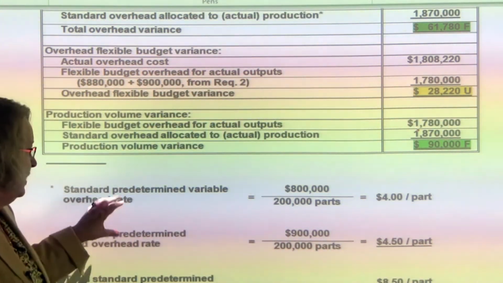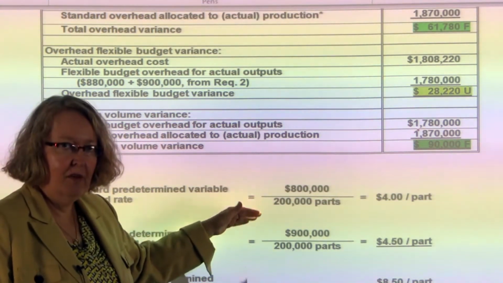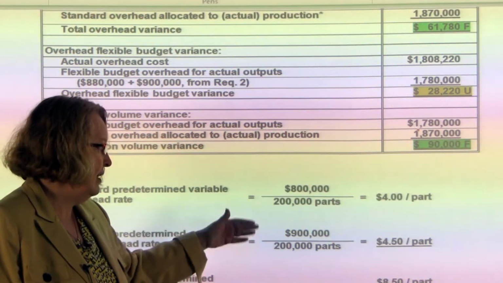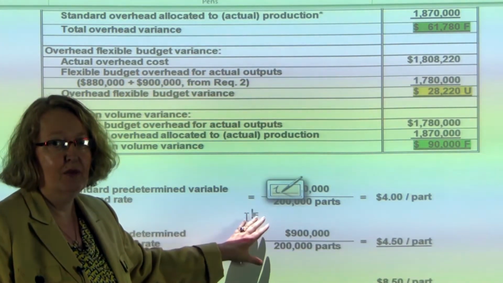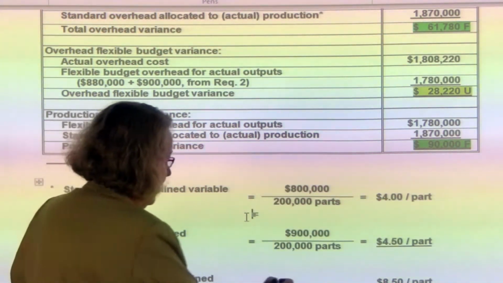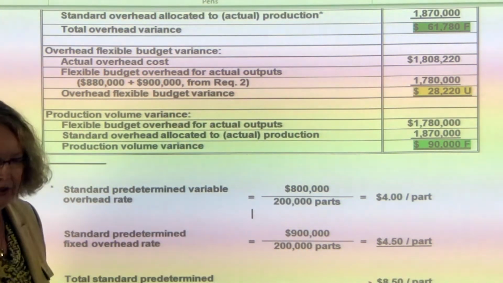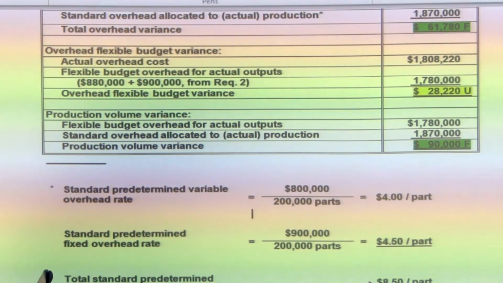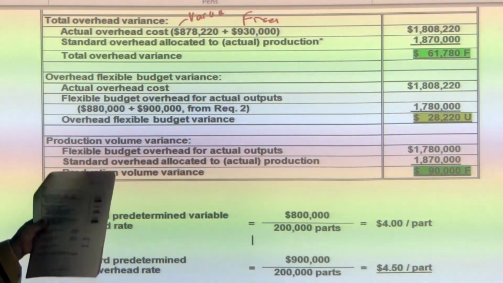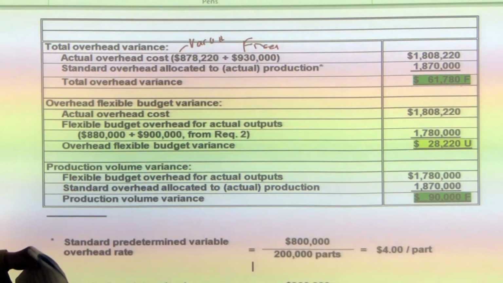So here the predetermined rate is based on, of course, your estimated variable, your estimated fixed, and divide that by your estimated number of parts that you're going to be needing. So you add both of these together and your total is $8.50 per part. So that's where this information comes from here, the standard allocated to actual production.